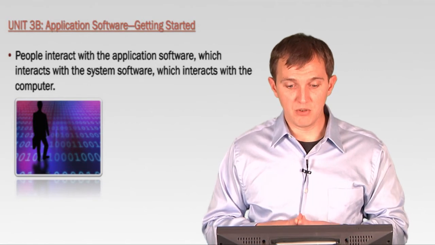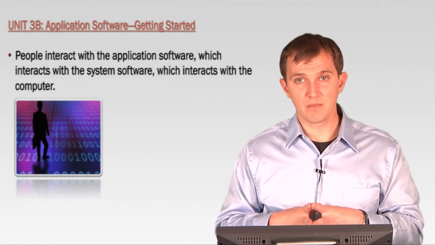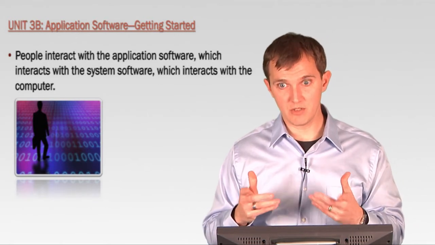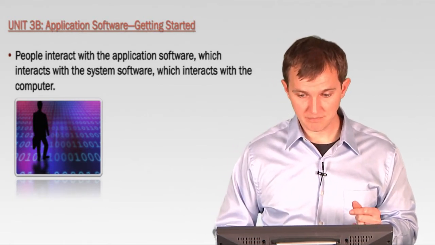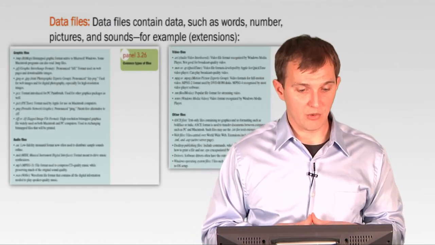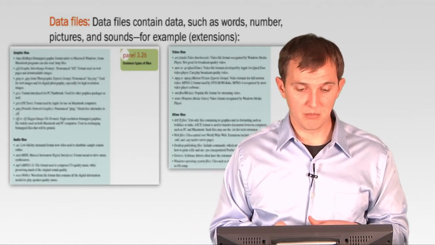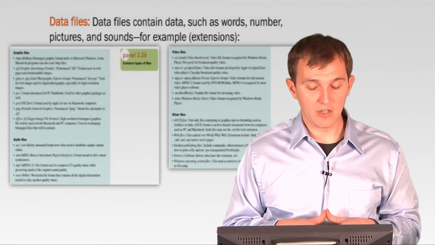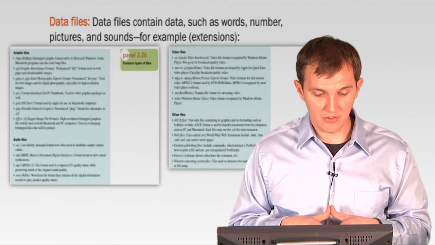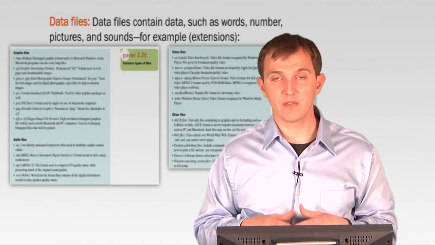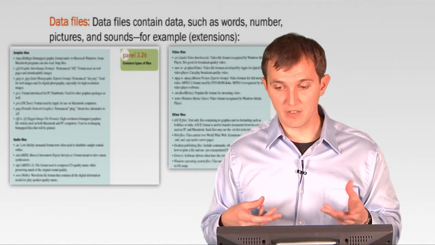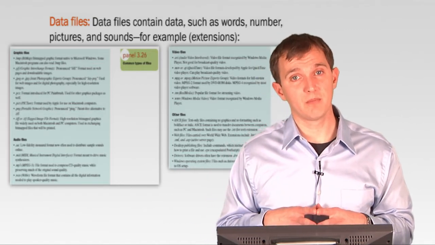Moving forward, people interact with the application software. And as I've said, the examples I've been giving are Microsoft Word, Microsoft Excel, Adobe Photoshop, etc. So here are different types of files. We have the graphic files, JPEG, GIF, PNG, ones like that. Audio files, MP3, MP4, other file types such as those. Video files, AVI, MP4, M4V, MOV are all different video file types.